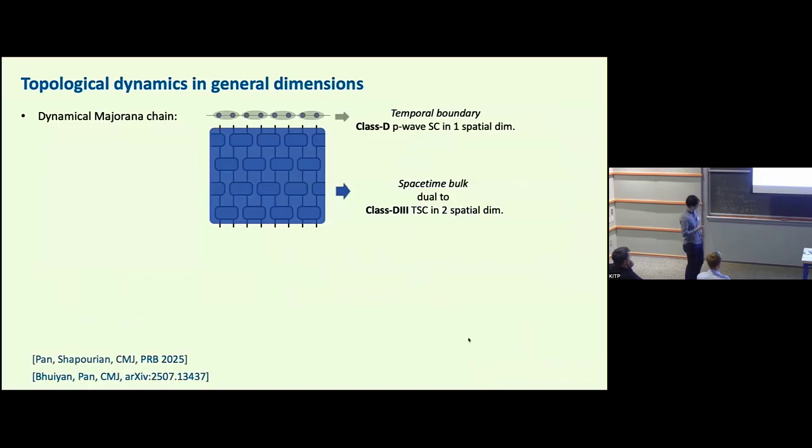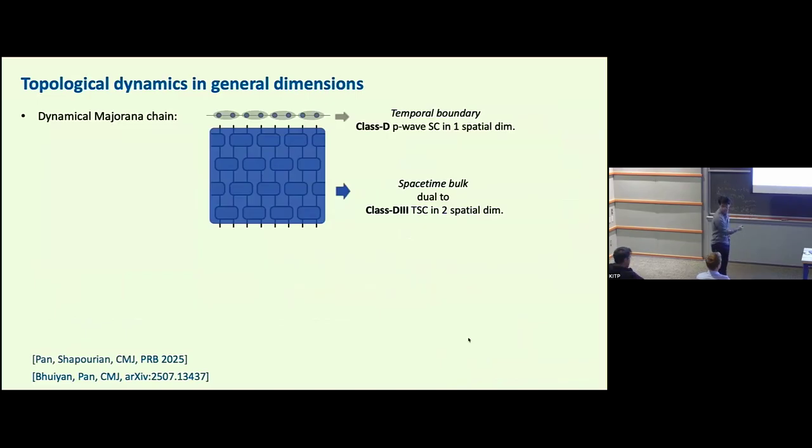So essentially, what I show you is this picture. Right? For a Majorana chain, the space-time 1 plus 1D is dual to some class D3 topological superconductor in two spatial dimensions. But if you only look at the boundary, you see this dimerization pattern. But if you want to use the technology of classification, then it's class D, just superconductor by itself, and then in 1D, it's a P-wave superconductor.